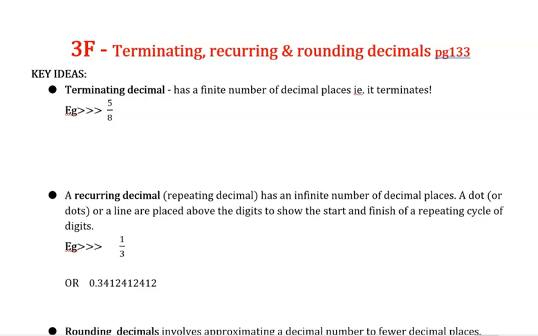Terminating, recurring, and rounding decimals. A terminating decimal has a finite number of decimal places. Finite is the opposite of infinite, which goes on forever. It stops.